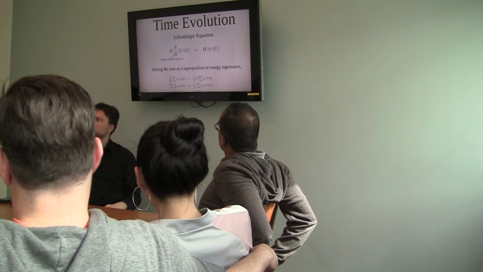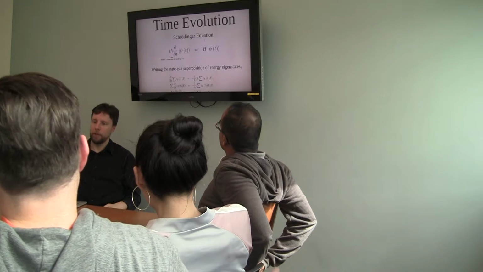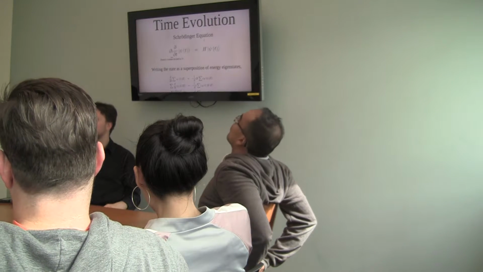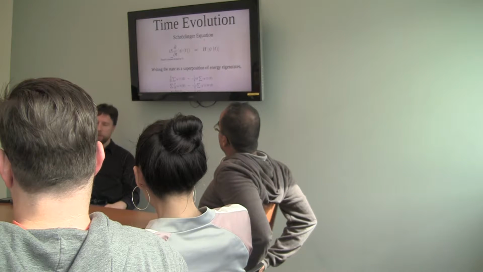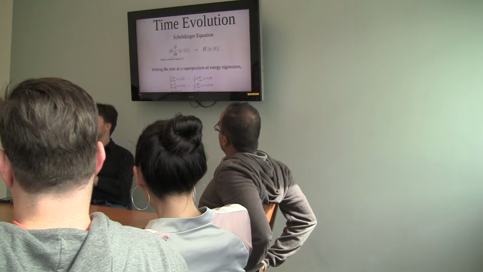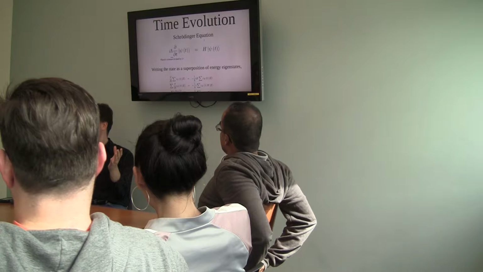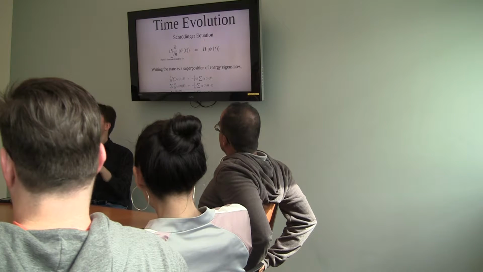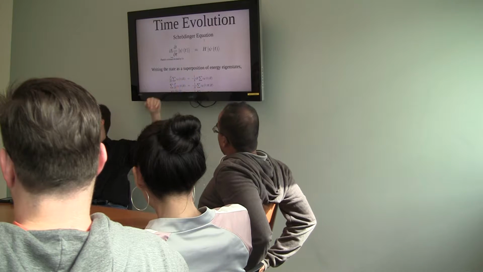So basically what Schrodinger found was he tried to come up with an equation that would allow you to predict, if you knew what the state vector was at a given time, he wanted to find an equation that would describe how you would find it at a later time. Okay? So far so good? Mm-hmm. And what he found was that the time derivative of the state vector happens to be equal to the Hamiltonian operating on the state vector.